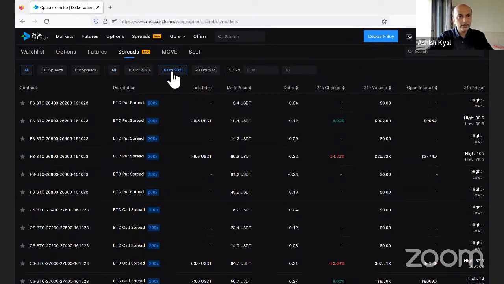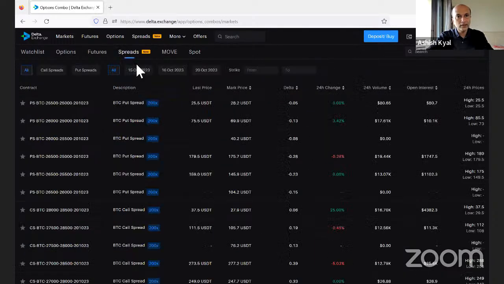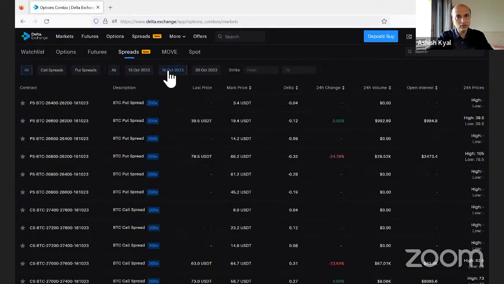So if I am looking at 16th October expiry, and Bitcoin currently is quoting at 26,887, we have to look at what we get against 26,887 for the 16th October expiry. I am doubting that we will get much money, and the risk might be a little higher. So 26,600, I am not going to bet on the 26,600 option.